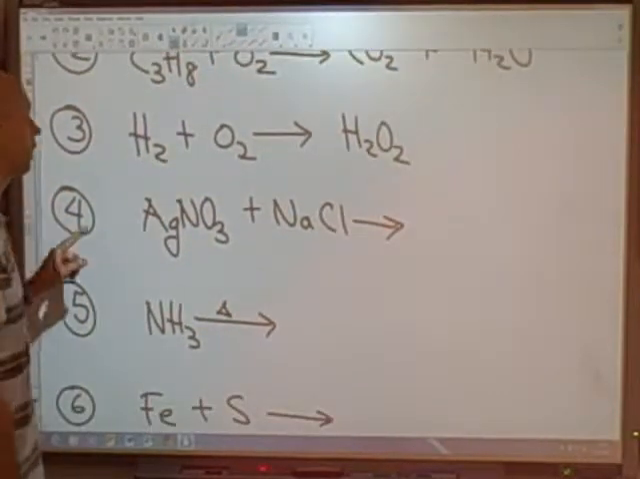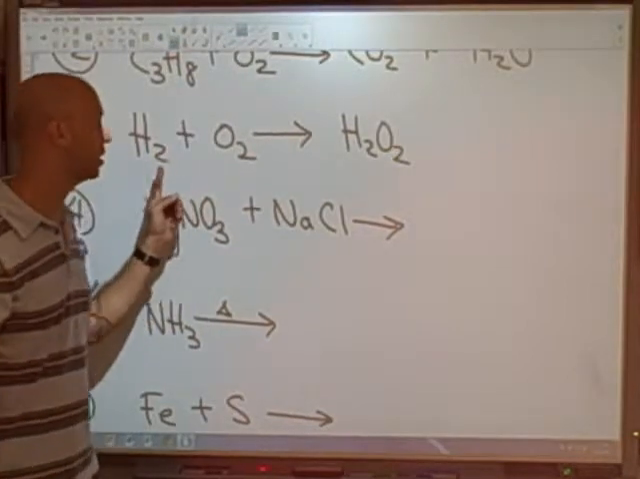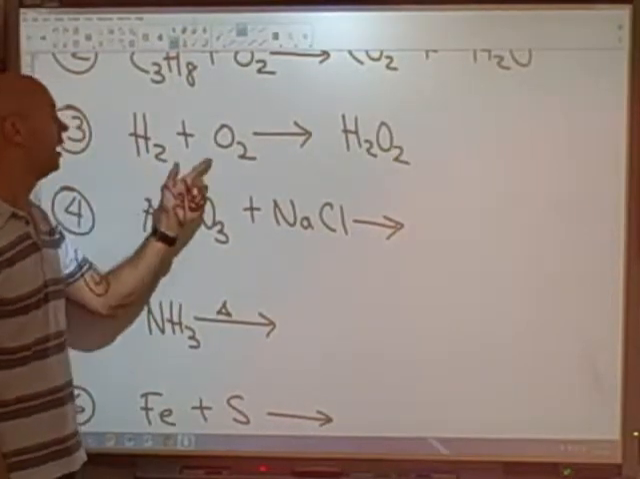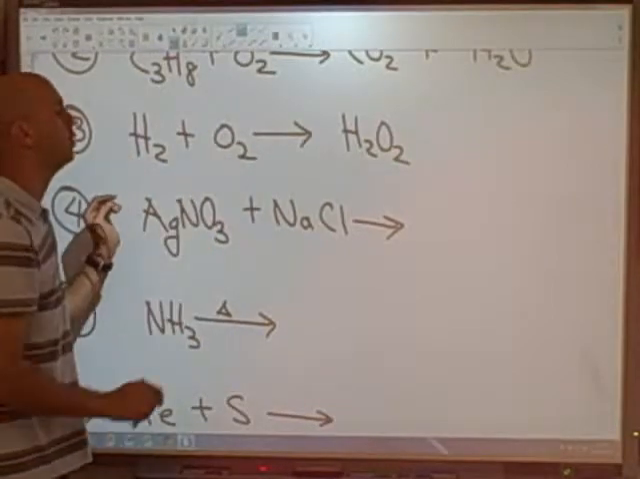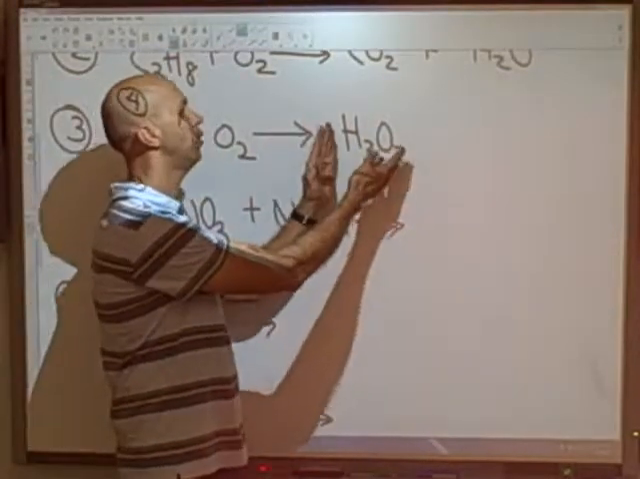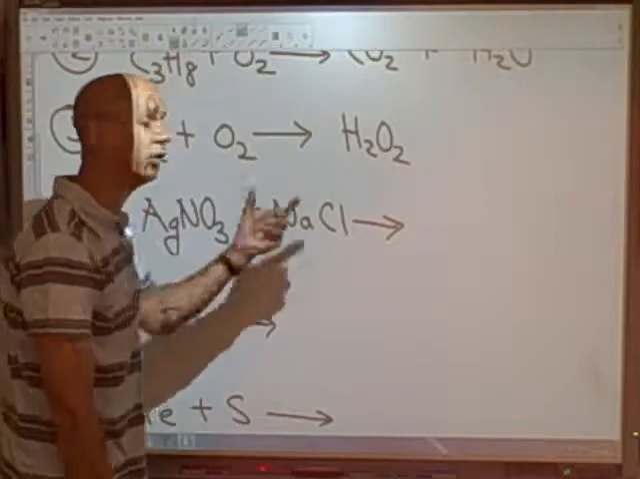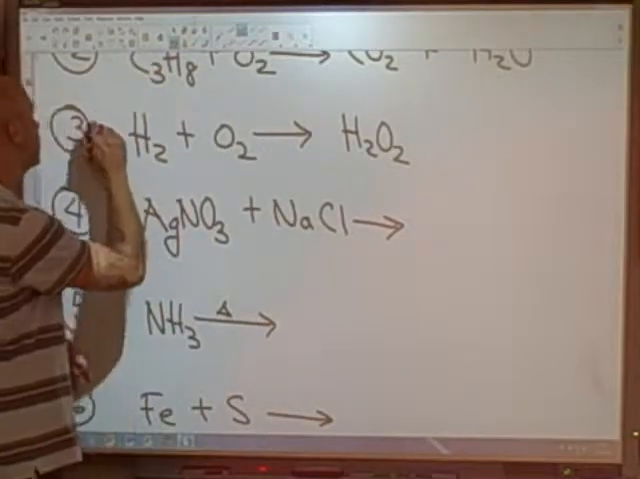Now reaction 3. This reaction has hydrogen and oxygen that are 2 separate molecules, and then finally we get a new product and only one of them. So this equation is called a synthesis equation.